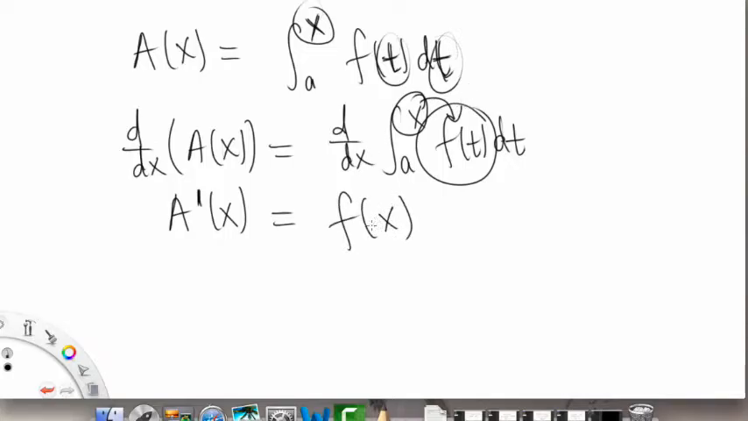Okay? So this shows that A of x truly is the antiderivative of our function. Okay? Alright, so that's basically it. And now on the next slide, I'll state the Fundamental Theorem of Calculus Part 2 formally.